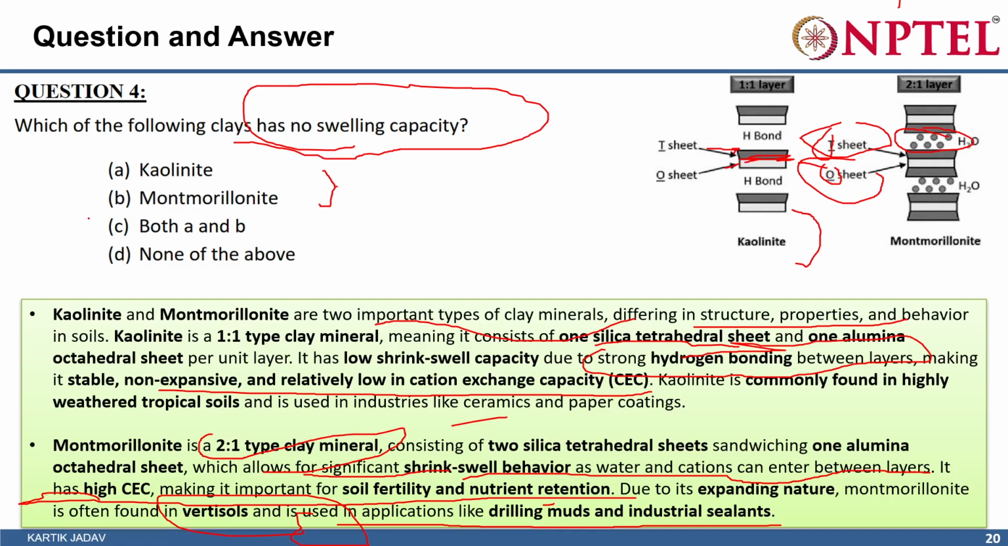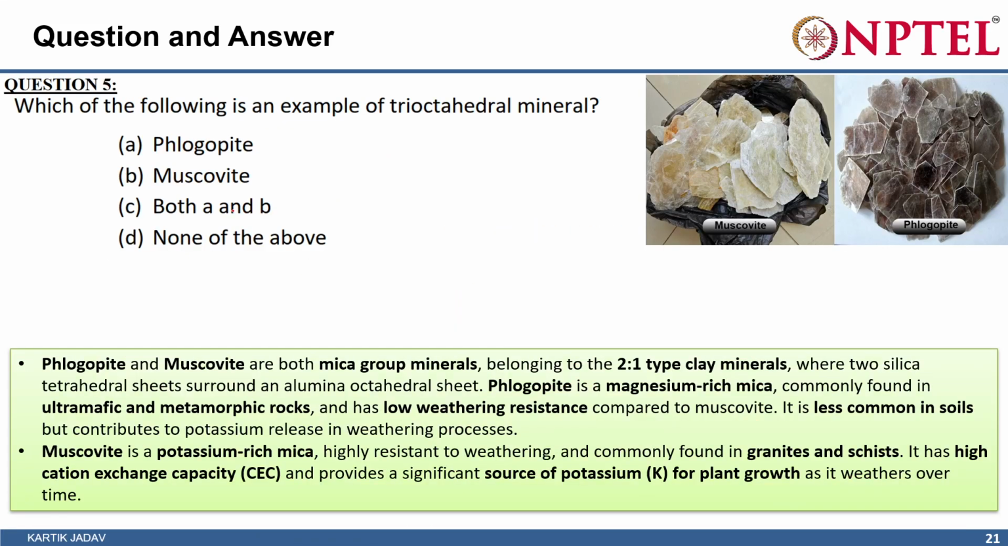So, what is the answer? No swelling capacity, having kaolinite, right? That has no or minimum swelling capacity. Question number 5. Which of the following is an example of trioctahedral mineral? Various options are given. Glaucophyte, muscovite, A and B both, and none of the above.